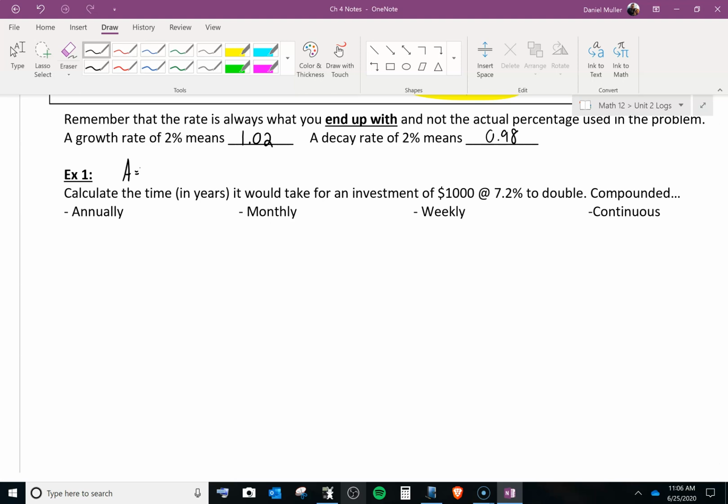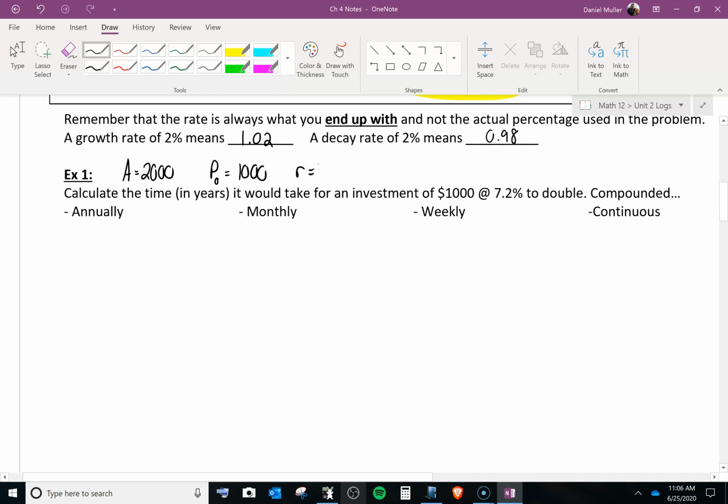It doesn't say what our final amount is. It doesn't explicitly say, but it does say that it wants us to double it. If we started with 1,000, that means doubled would be 2,000. Now, P naught is your initial amount. That would be 1,000.